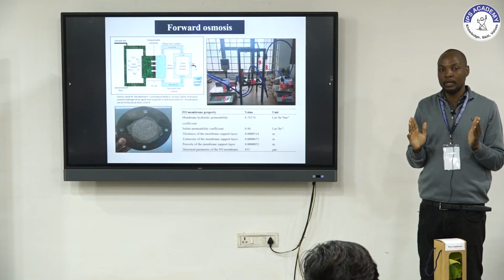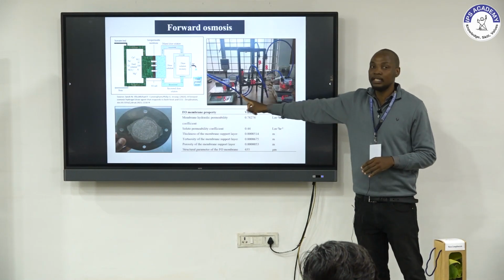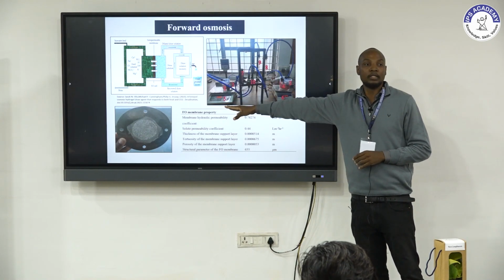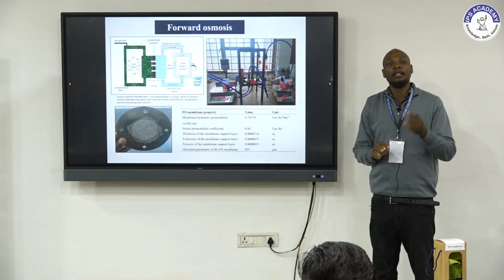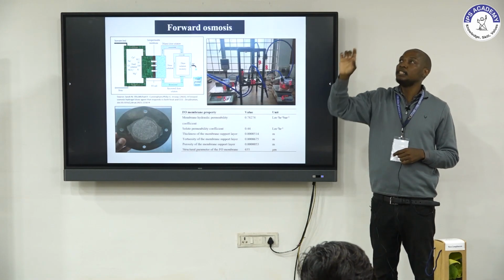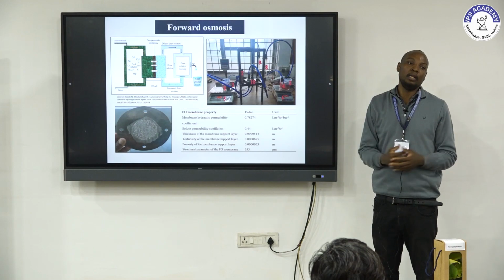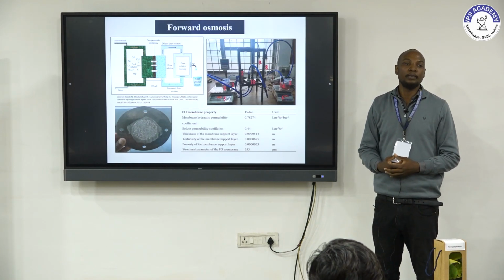The time of the experiment was 2 hours. After every 10 minutes, I was taking the readings, the change in the gain in the draw solution or the loss in the feed solution. Then the experimental flux is the change in mass over the area times time in hours, in liters per meter squared. That was the experimental flux.